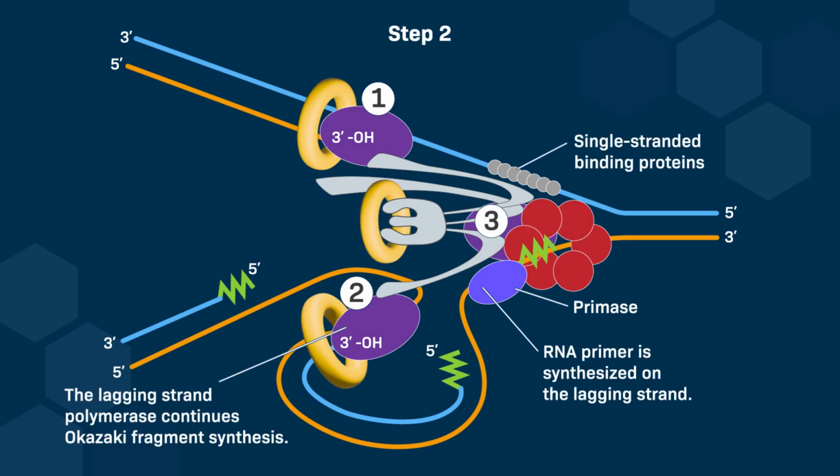In step 2, DNA polymerase 2 continues synthesizing the current Okazaki fragment on the lagging strand. During this step, the replication forks move to the right and expose some of the lagging strand templates where a new Okazaki fragment can be synthesized. During this time, primase synthesizes a new RNA primer to initiate the next round of lagging strand synthesis.